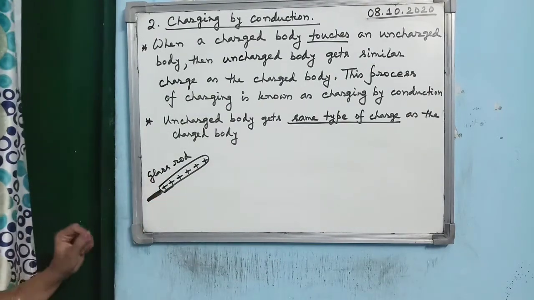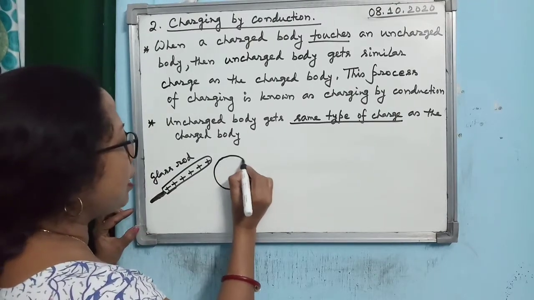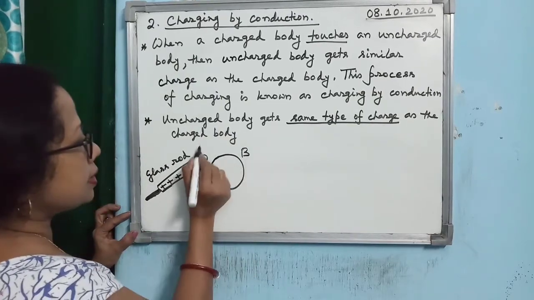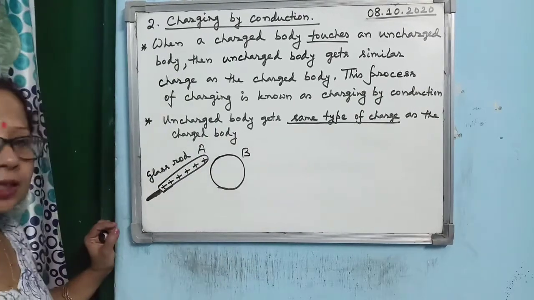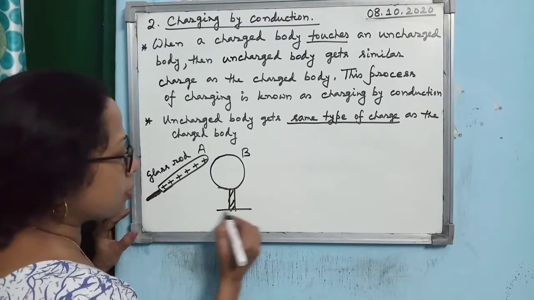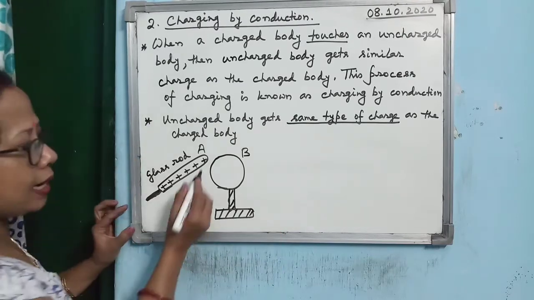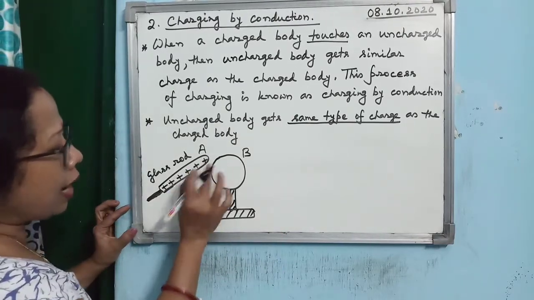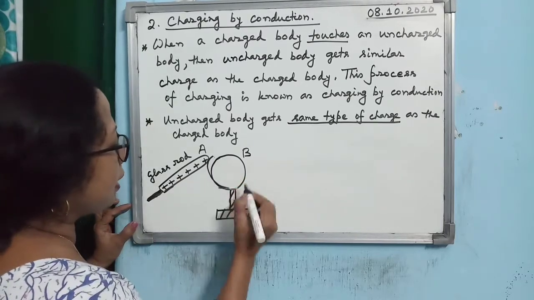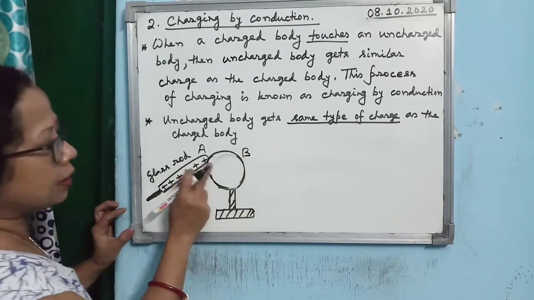I have not written it. Now suppose you want to charge the second body B. This is A and this is B, the uncharged body. And this uncharged body is also kept on an insulating stand. So what you have to do, you have to touch these two bodies. I am making it bigger so that it touches. So they have to touch the two bodies.